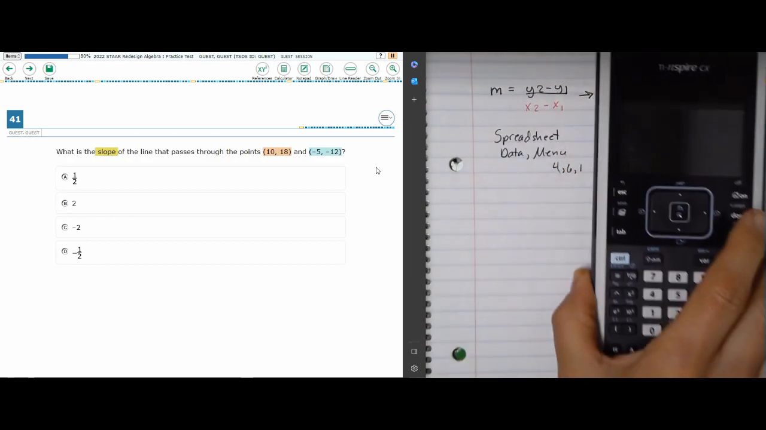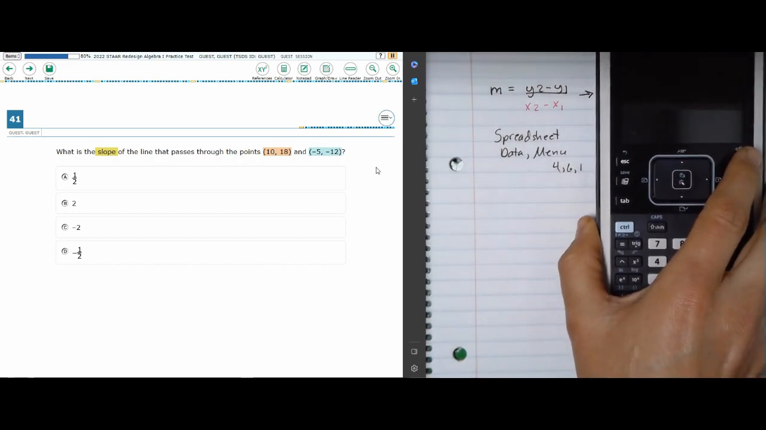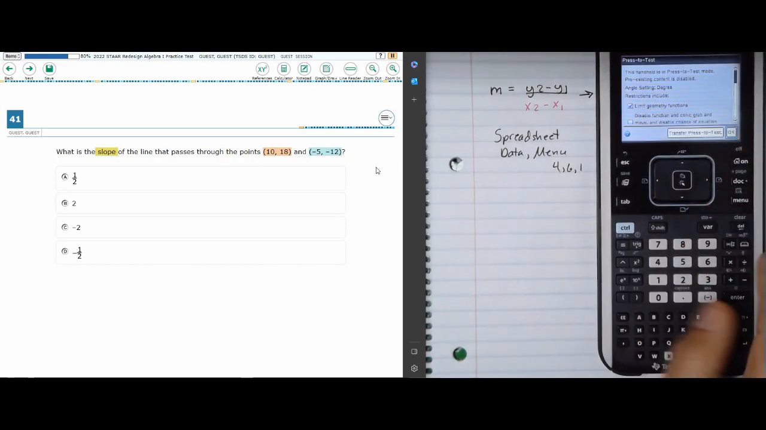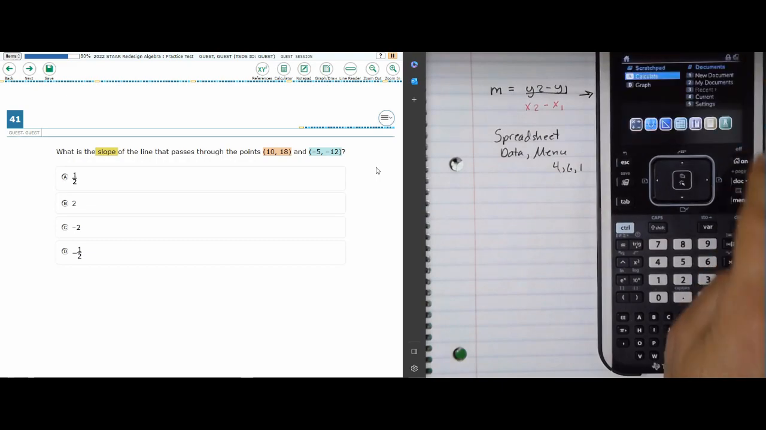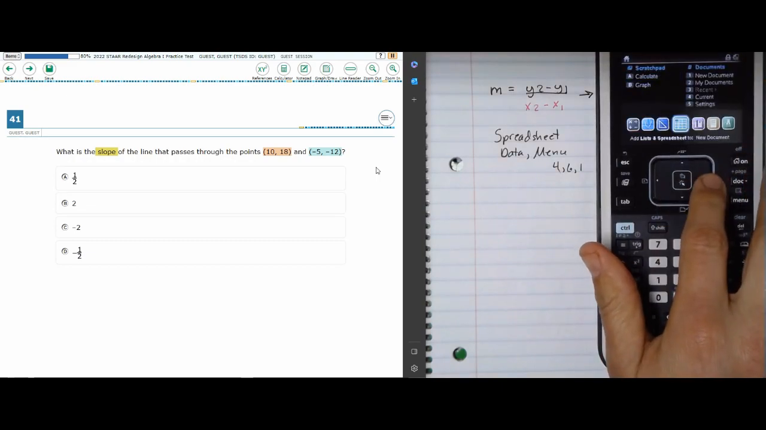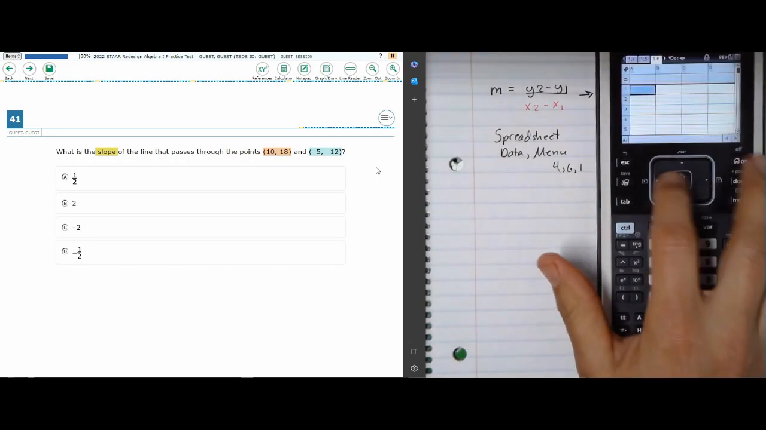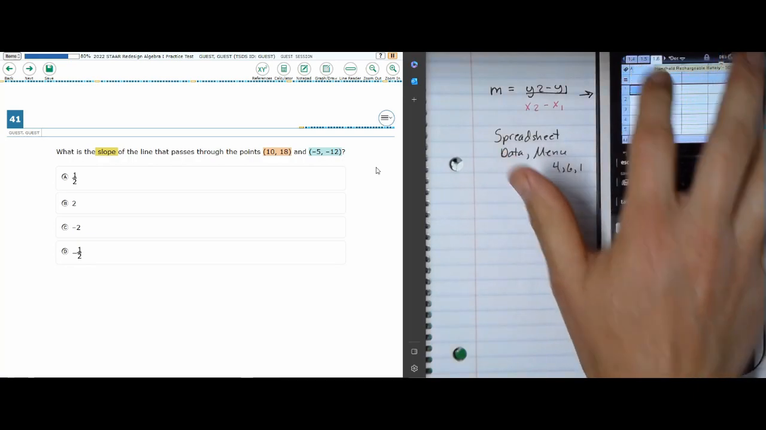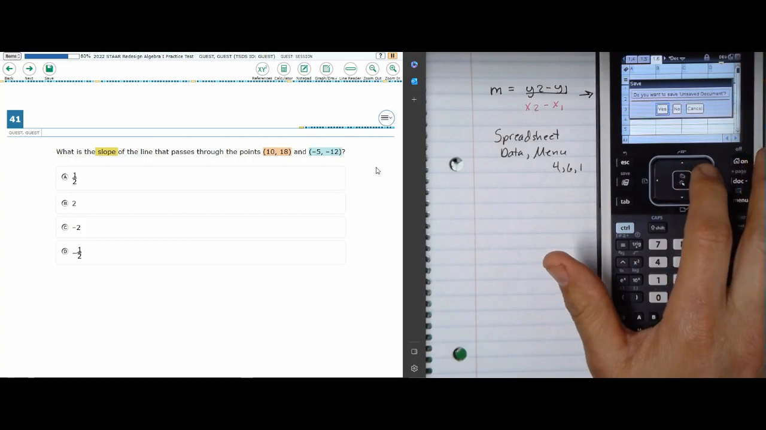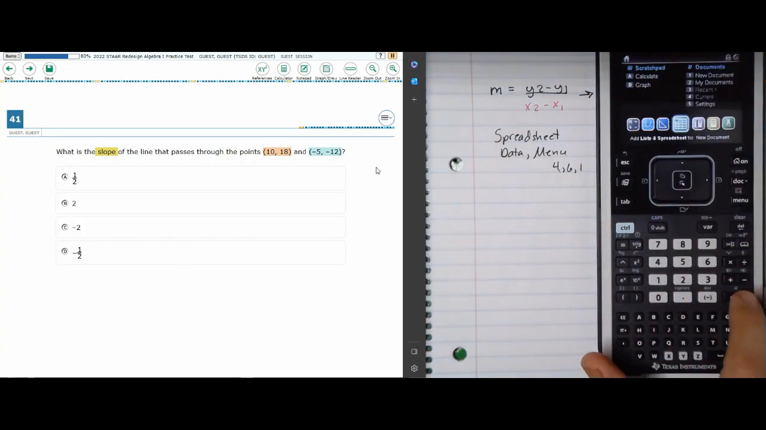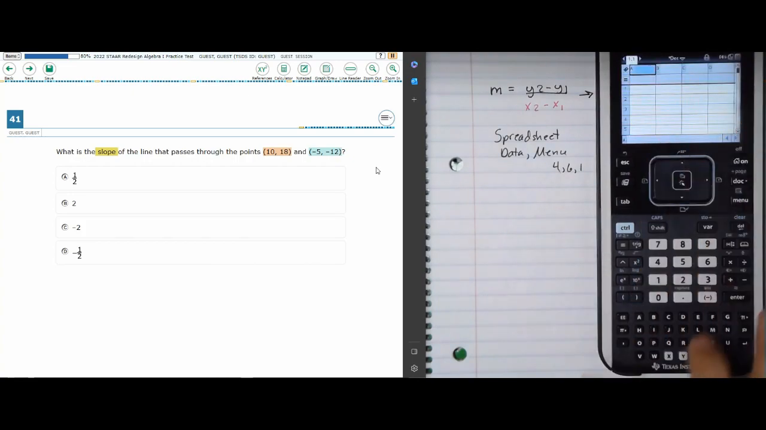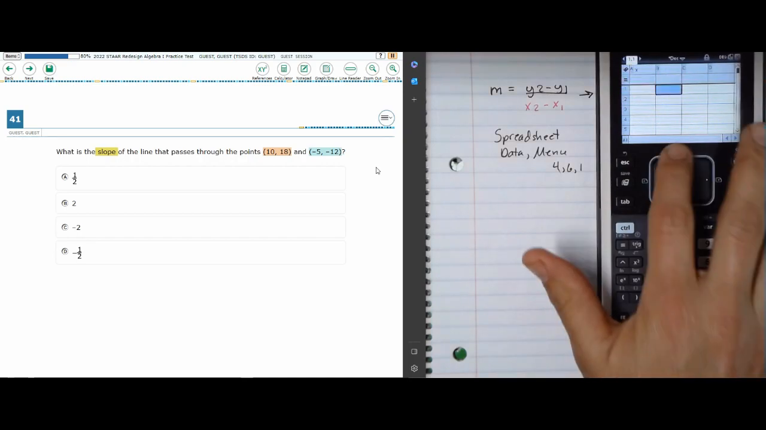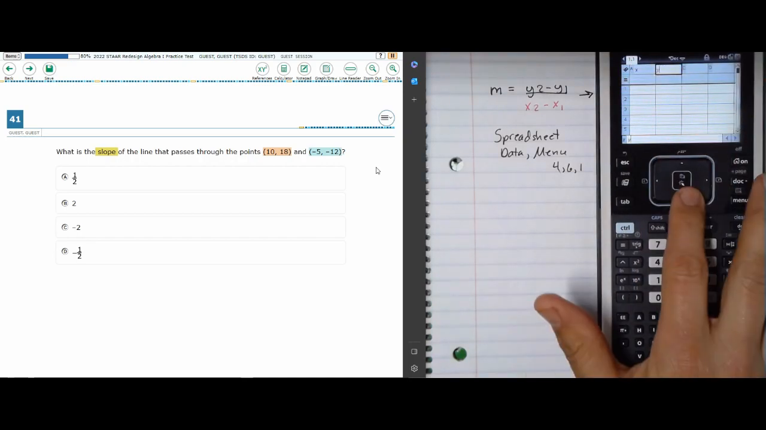So I'm going to get my spreadsheet real quick. I'm going to go home and go over to spreadsheet, hit enter. I want to get rid of all my, notice I got way too many spreadsheets open. So I want to click that, hit no, I don't want to save it, go back in, change A to X and B to Y.